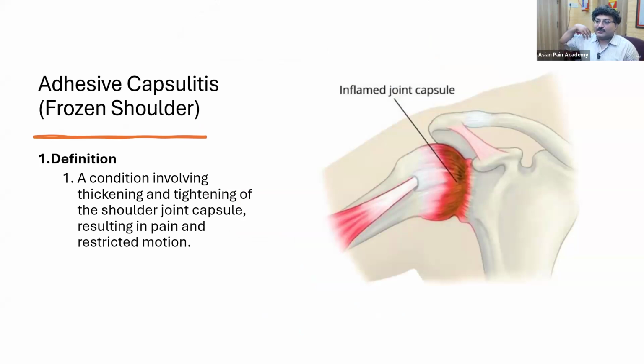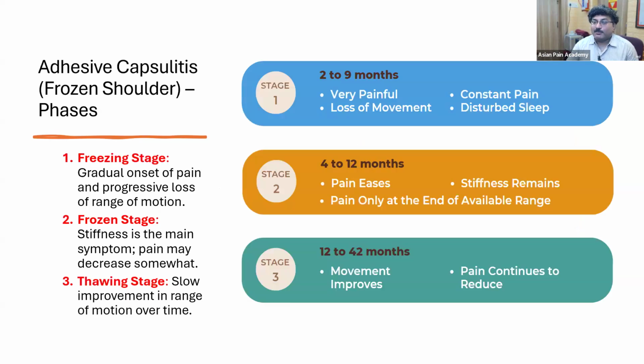Initially the most predominant feature remains the pain. As the disease progresses, usually the pain settles down, then the restriction of movement sets in. So initially the phase of pain, then the phase of stiffness or the frozen stage, and then it goes to the thawing stage. The approximate duration of this whole cycle of frozen shoulder is almost 2 years, and it is very debilitating for the patients, especially for diabetics. It can develop multiple times.